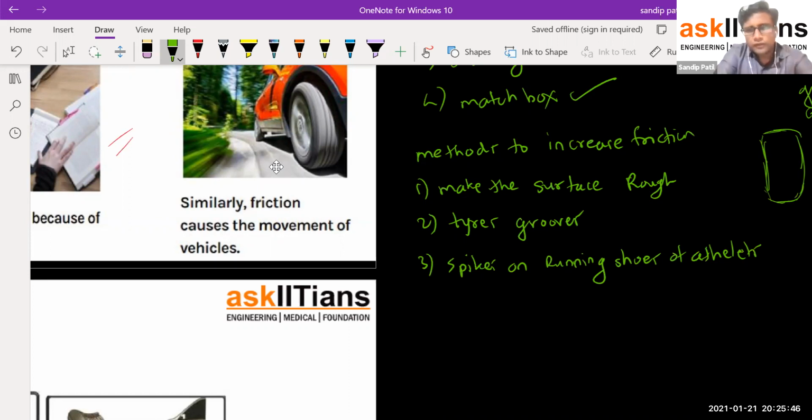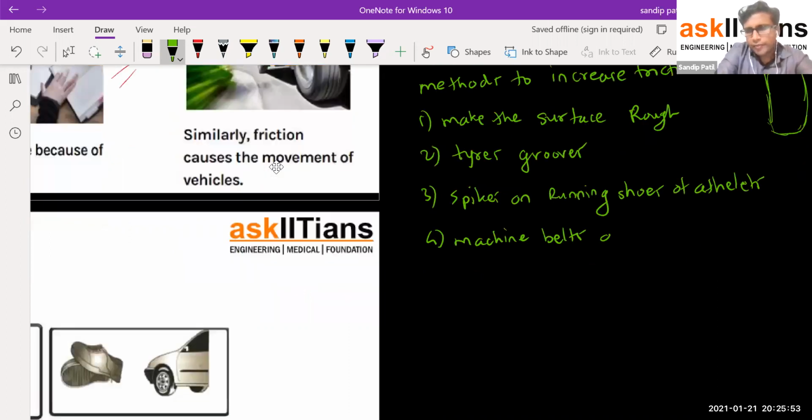Then consider machine belts. Machine belts are made from special material.